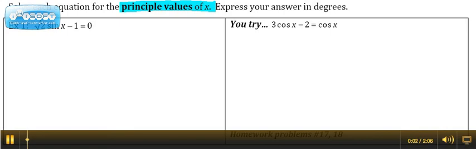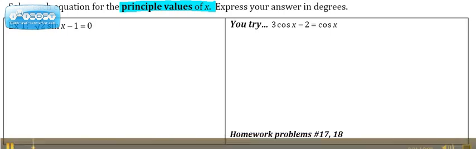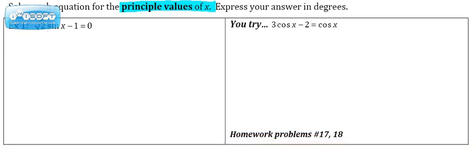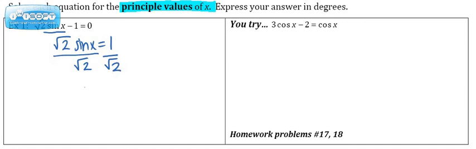For example 1, our goal is to isolate the trig function, and we know we want to do that because there is only one trig function in the entire equation. So just as if I were solving an equation, I need to move the 1 to the other side by the inverse operation, divide by square root of 2, and sine of x equals 1 over root 2.